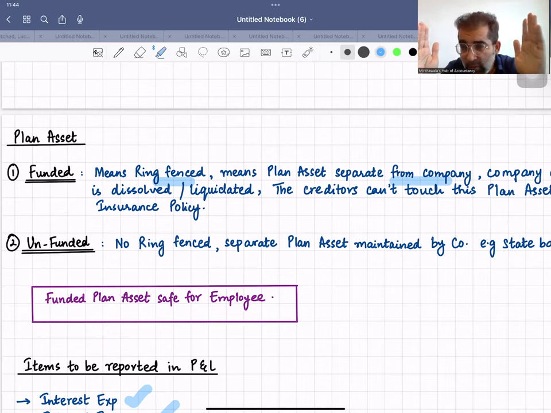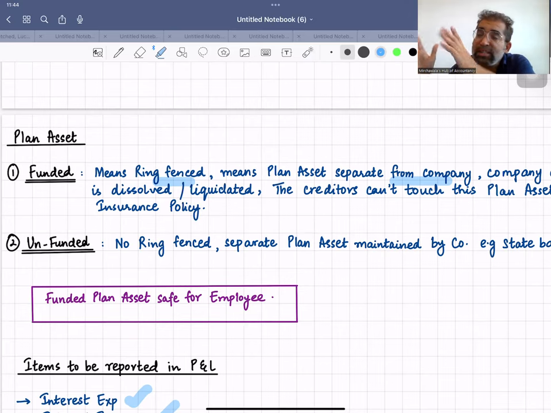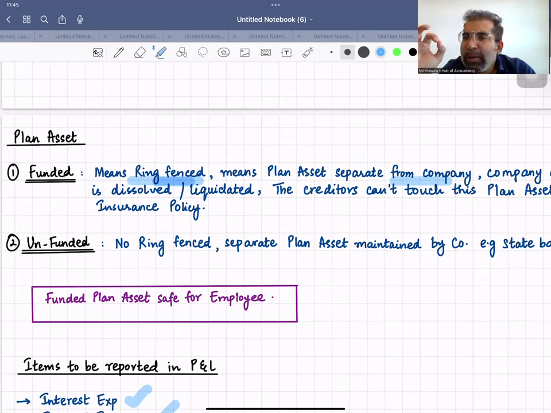So after these scandals, many governments made a law mandatory that the employer has to maintain a separate plan asset account outside the company. It's ring fence. Ring fence means it is covered with the protection of law. Just assume there are guards standing outside this account. When it is a funded account, the company cannot use this plan asset for its own benefit. Never. This account is only for the benefit of the employee. Even if the company goes bankrupt or is liquidated, the creditors can't touch this account, because it is only for the benefit of the employee.